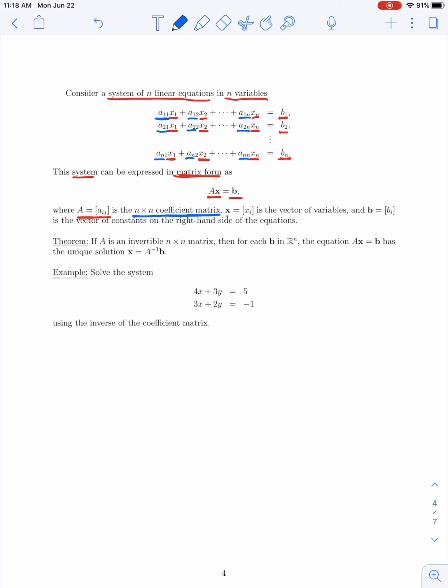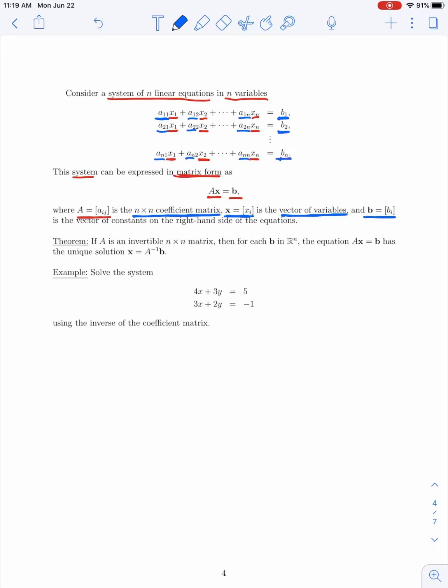And x, which is a vector of unknown variables, xi, would be an n by 1 column vector of these unknown variables, x1, x2, up through xn. And b is the vector whose entries are b sub i, these constants on the right-hand side of the equation, b1, b2, up through bn.